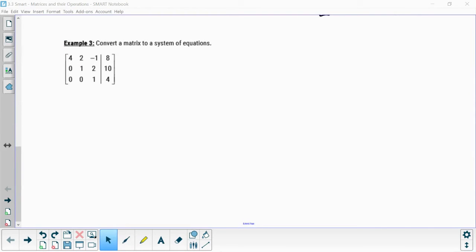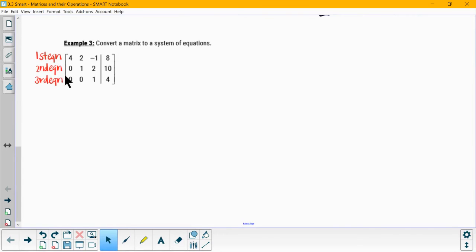For example 3, we are going to convert from a matrix to a system of equations. So remember, I am going to have equations based on my rows, so I should end up with 3 equations.